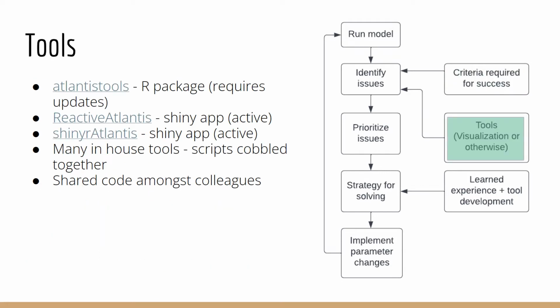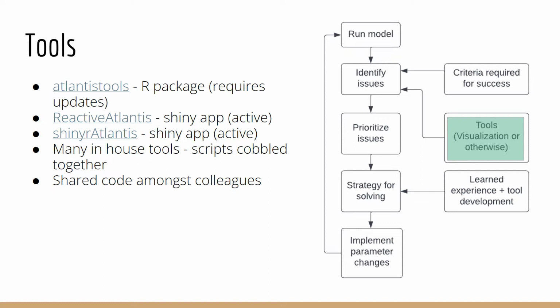So how do you actually determine if the model has met certain criteria? It's reliant on tools available to process this output, maybe visually or maybe using functions that pass or fail. So what are we all using? Well, the tools that are out there are the Atlantis tools package. It's an R package. It makes it really easy to read in Atlantis output for your own code use, and there are some plotting functions also.